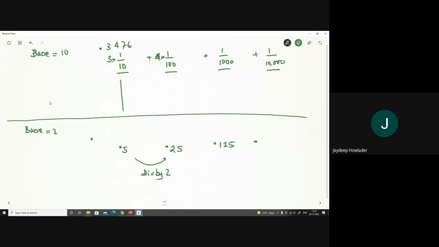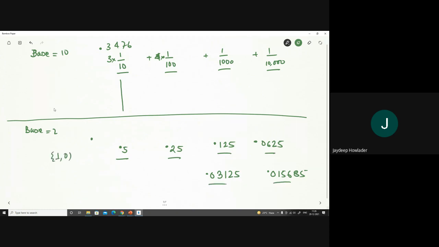Then we come to 0.0625, and then we have, let me write it here, 0.03125, and 0.015625, and so on. So they have these types of positional values. And the phase is basically a 0 or 1.